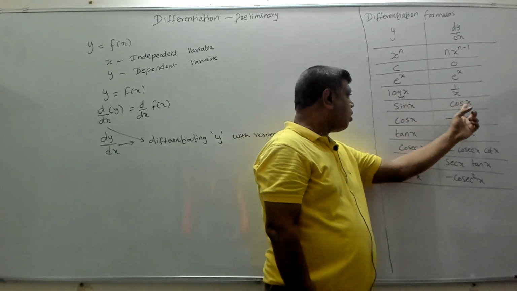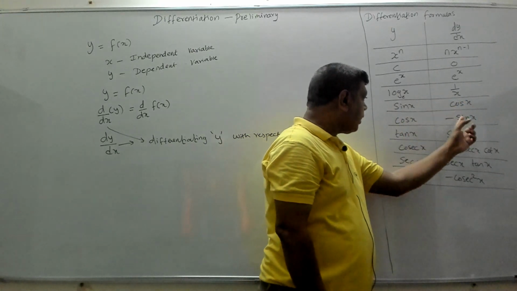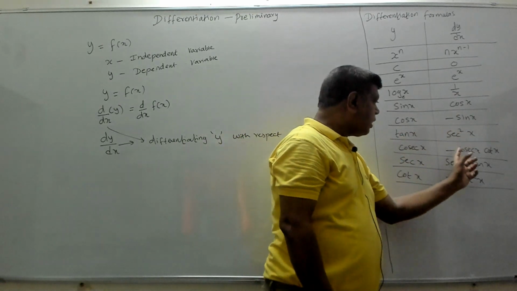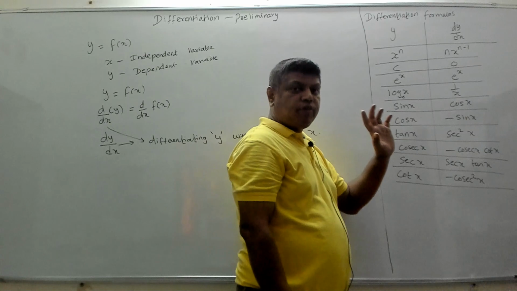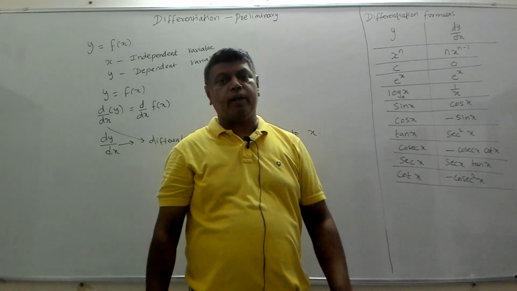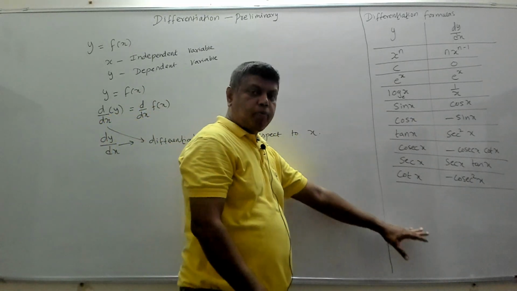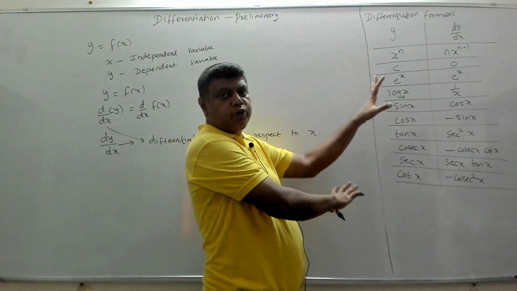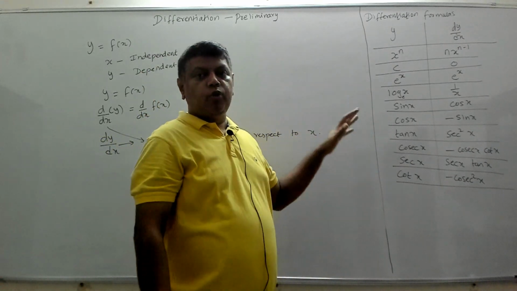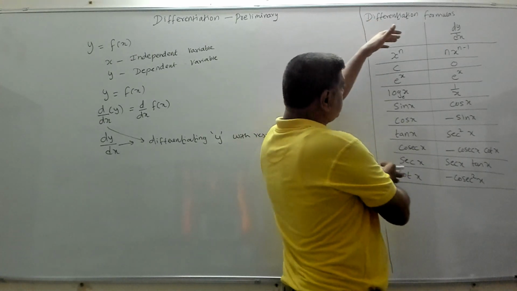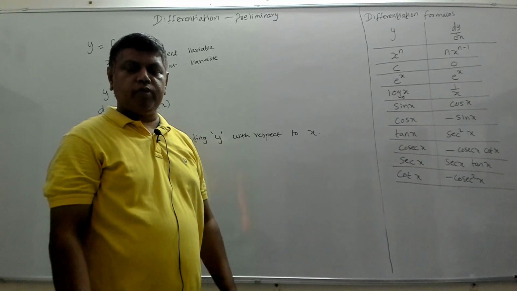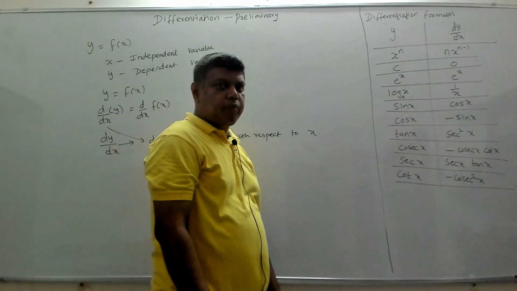Differentiation of sin x is cos x. Differentiation of cos x is minus sin x. Differentiation of tan x is secant square x. Differentiation of cosecant x is minus cosecant x cot x. Differentiation of secant x is secant x tan x. Differentiation of cot x is minus cosecant square x. Right? We have a few more formulas, but these are the very basic formulas which we need to know. And most of the problems we will be able to cover if you know the differentiation formulas for these functions. Then we can easily differentiate some of the basic functions that we have in mathematics.